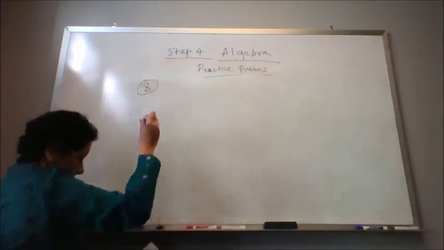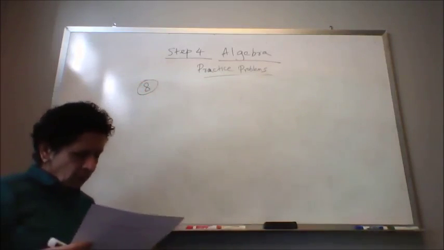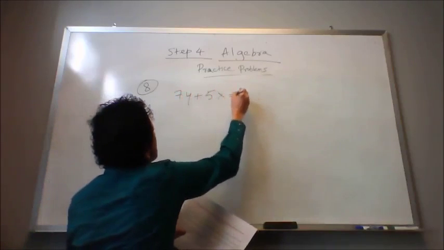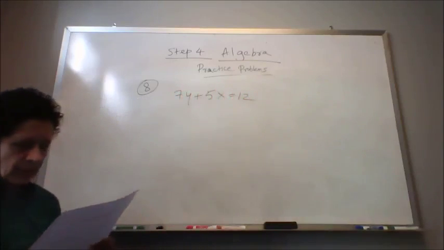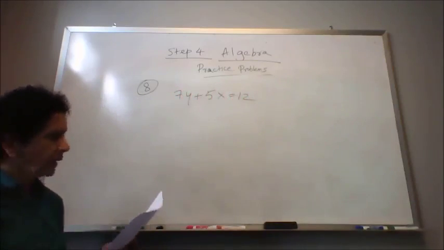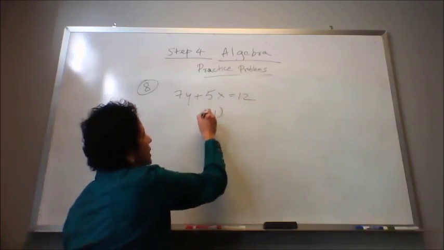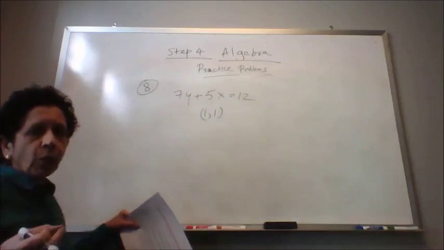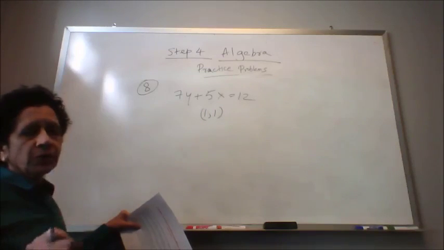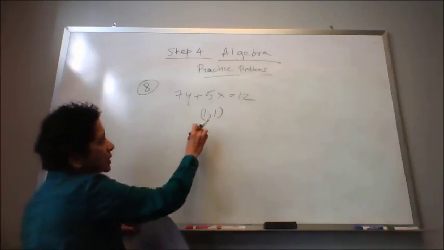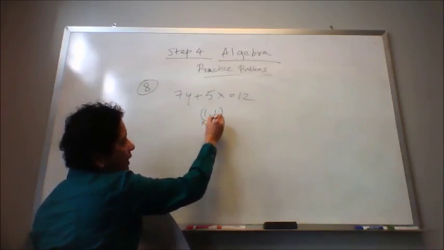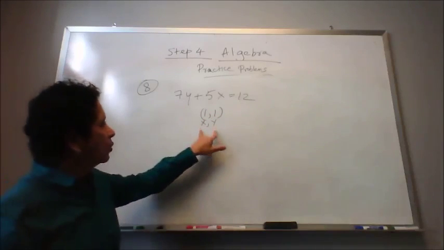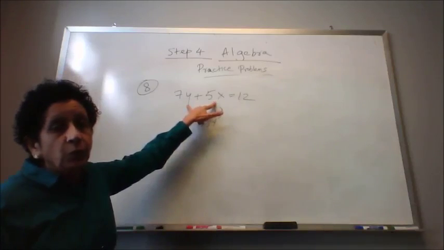Problem number 8. An equation to a line is 7y plus 5x equals 12. Does the point 1, 1 lie on this line? Okay, so you want to check whether this point lies on this line. If you want to verify whether a point lies on the line, all you have to do is just plug in, okay? This is an ordered pair, so it's always x first and then y second, right? So all I have to do is plug in the value of x and y in this equation to see whether that is true, okay?